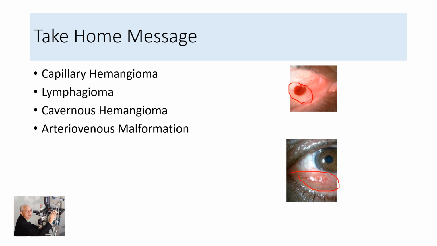And then, as I discussed, an arteriovenous malformation is something which becomes bigger in size, and that would increase on Valsalva maneuver as well. So these are the different hemangiomas of the conjunctiva which are commonly seen, and we described a cavernous hemangioma for you today.